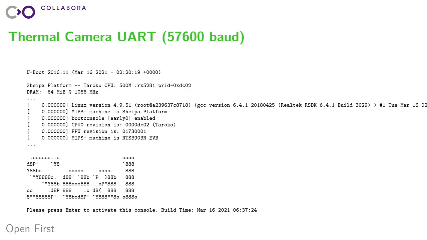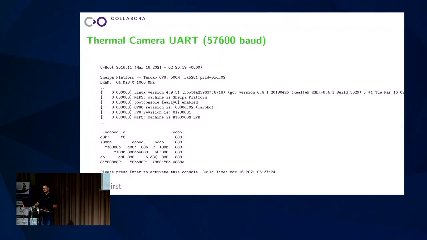But if you remember, there was another serial interface, and I was like, okay, let's have a look at that one. It has a really weird baud rate, but once you connect an adapter and read it out, you see, oh, there's another U-Boot, and it's a bit more recent, and it's a completely different platform. So apparently the sensor itself is also running Linux on some kind of MIPS machine from Realtek, which is usually used for IP cameras. And that one is a lot more optimized. If you've seen the board, it's also a lot smaller.